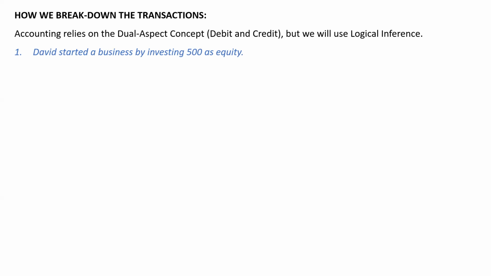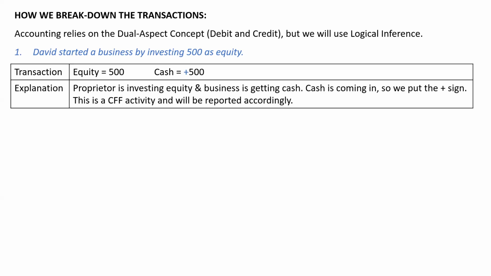Suppose David starts a business by investing 500 as equity. The first step is to identify which accounting components are involved. In this case, the two components are equity and cash. If cash is a part of the transaction, you have to ask yourself, is the cash coming into the business or going out? If money is coming in, we assign a plus sign. If it is going out, we use a minus sign. Since the proprietor is investing money in the business, cash is coming in. So we mark it as plus 500.